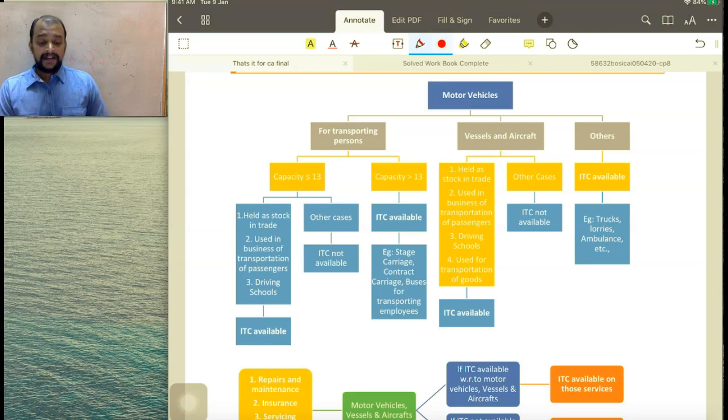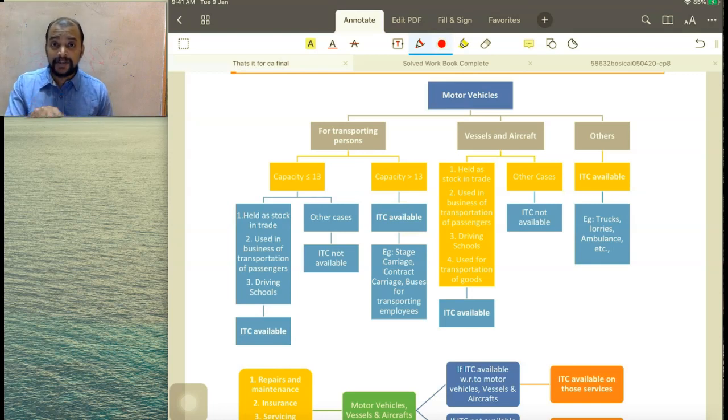Then, with respect to vessels and aircrafts, we have it as a blocked credit. Every vessel and aircraft is a blocked credit, but we have 4 exceptions. These 3 exceptions are same: held as stock in trade, used in the business of transportation of passengers, number 3, imparting driving skills. Number 4, used for transportation of goods. Observe there, for transportation of goods, it may not be your business.